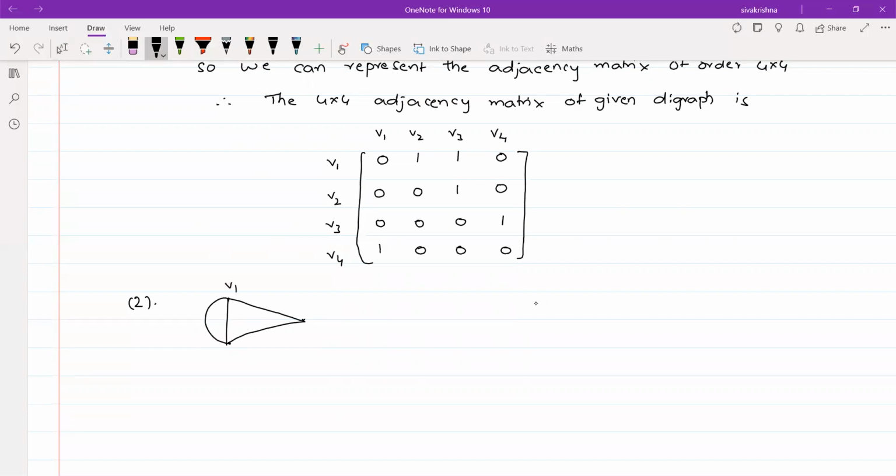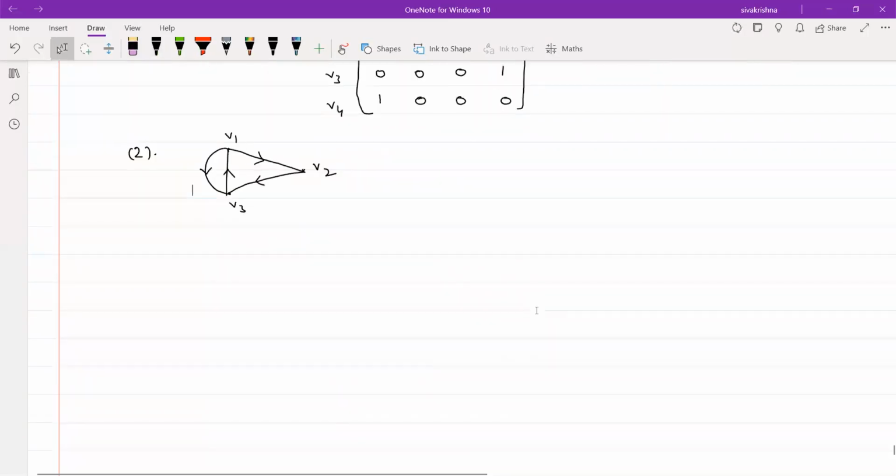So this is V1, this is V2, and this is V3. And here the directions are in this way. Okay. So this is the given digraph in the second problem.